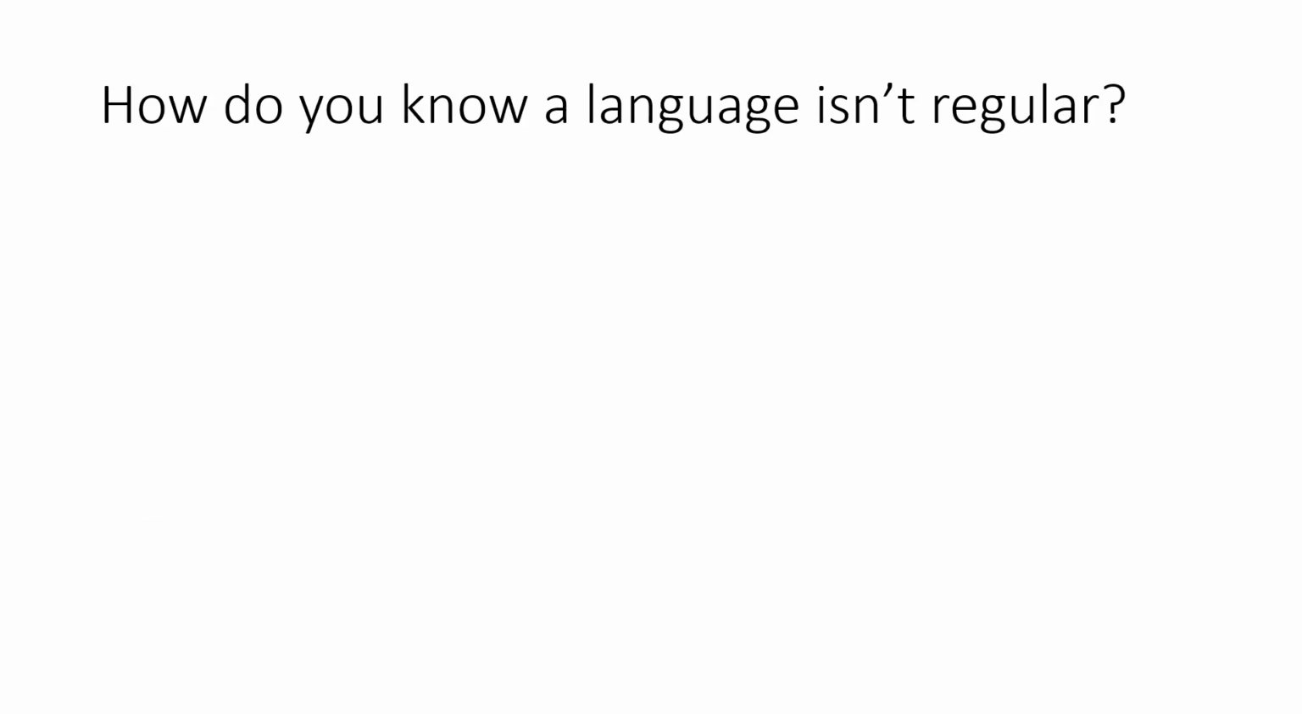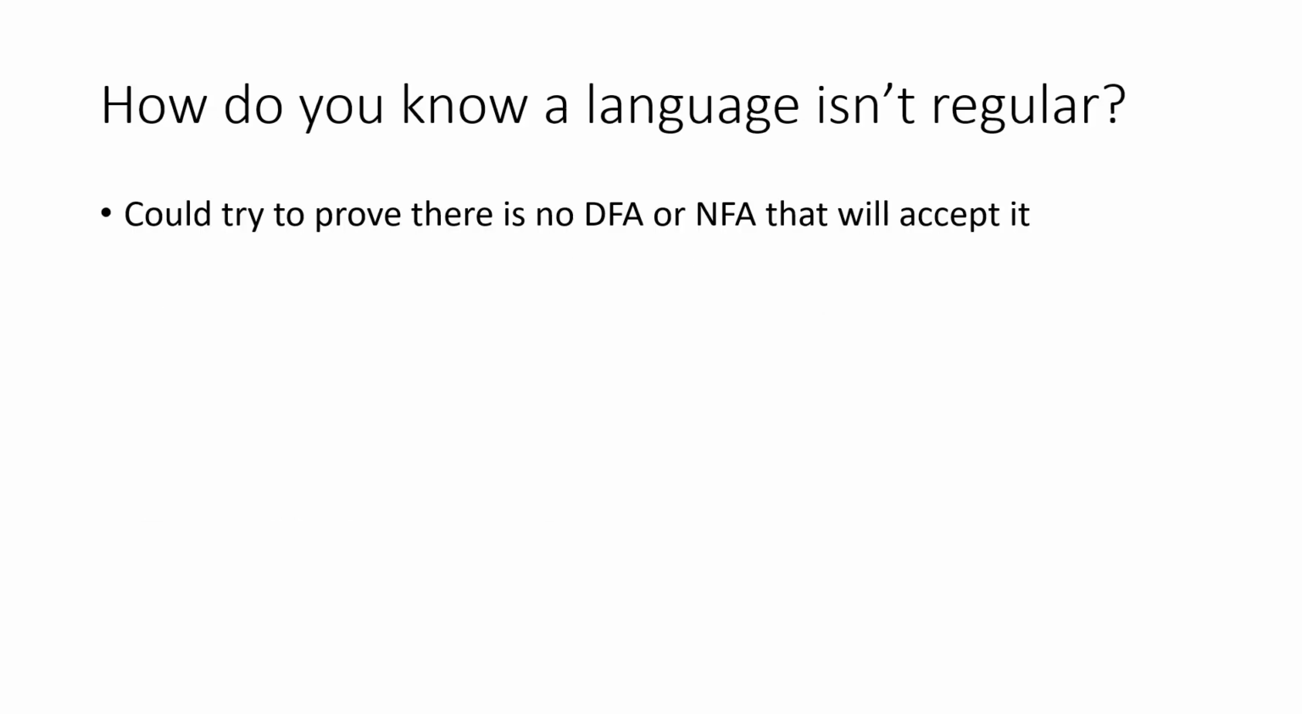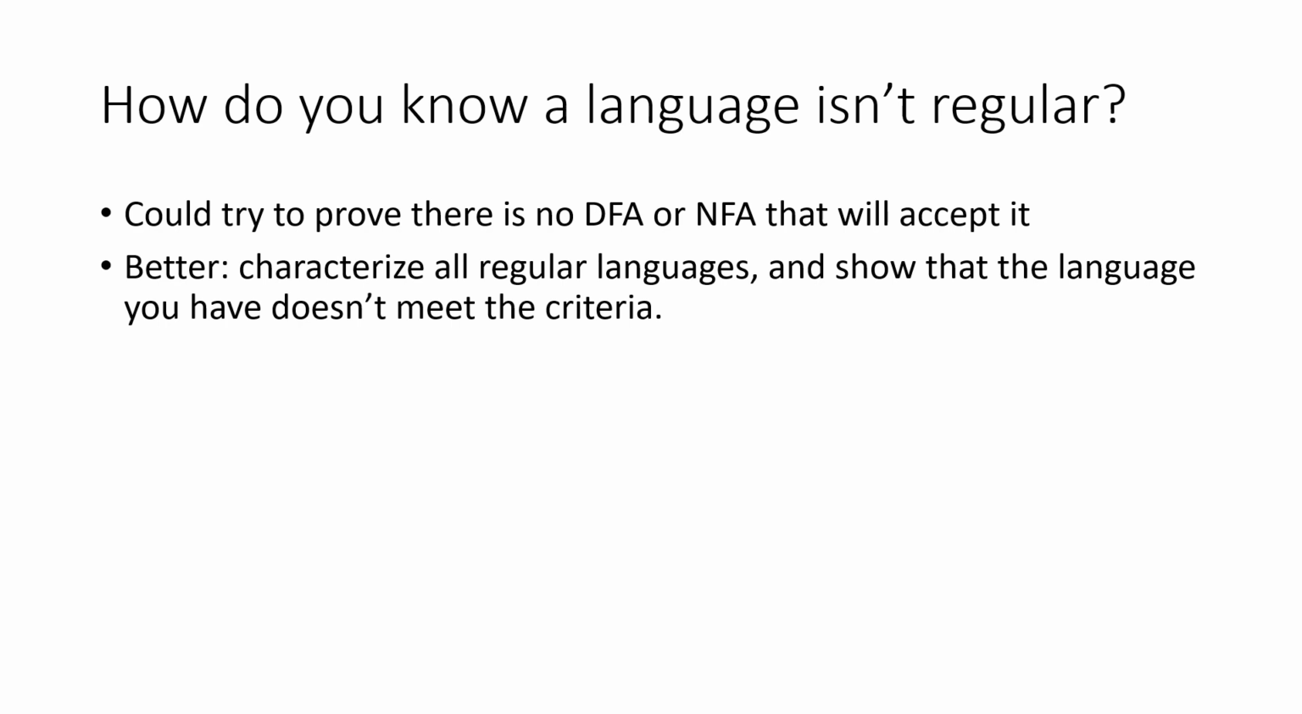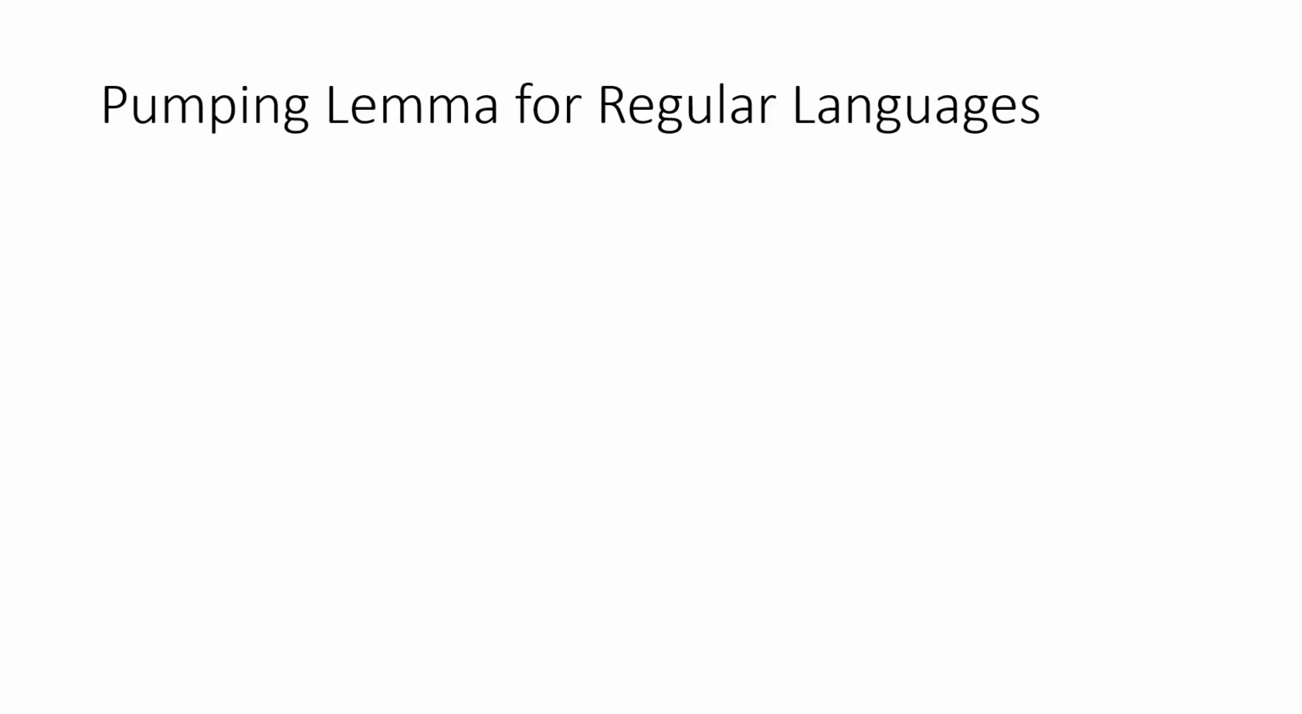Okay, but how do you know that a language isn't regular? You could try to prove that there is no DFA or NFA that will accept it, right? So you could try to draw the DFA and then just say, well, it's impossible. A better way to do this, though, is to find a way to characterize all regular languages and then show that the language you have doesn't meet the criteria. One way to do this characterization is with something called the pumping lemma.